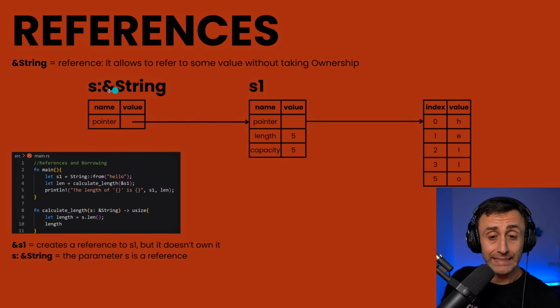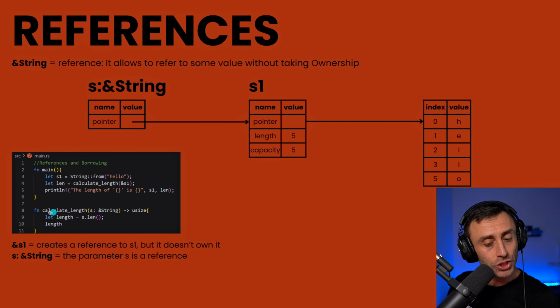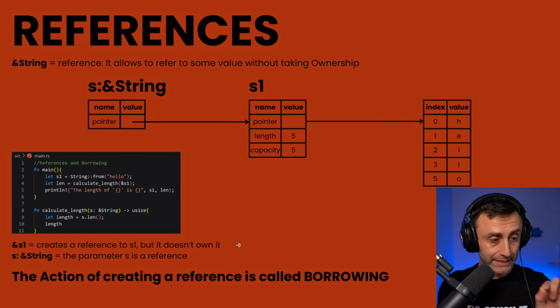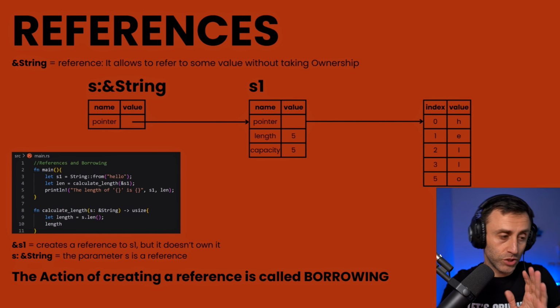We have this s of type ampersand string, and this ampersand s1 creates a reference to s1, but it doesn't own it. This is exactly what we need, and so we need to make a slight change to this function, and then everything should work. The action of creating a reference is called borrowing, because I want to just borrow the variable for a while, but this will not be mine. I just want to borrow.